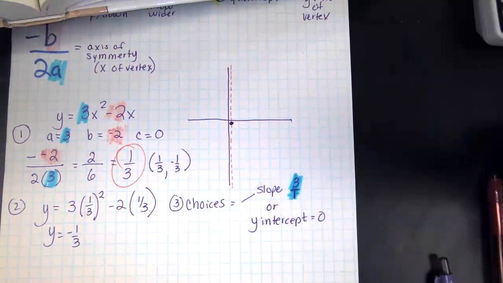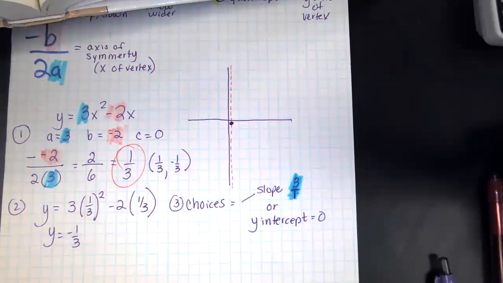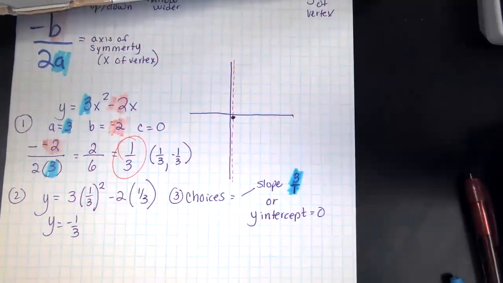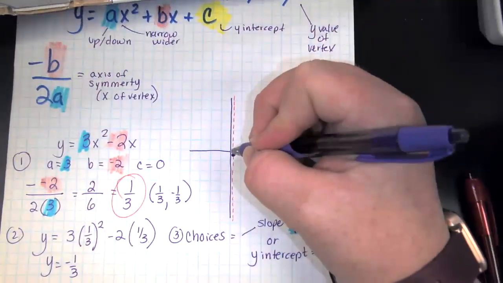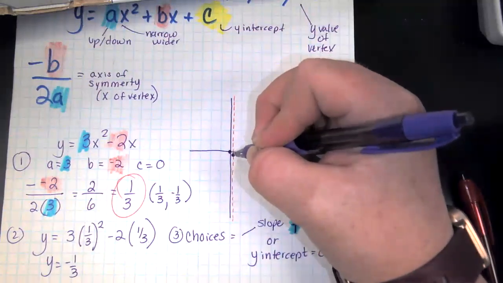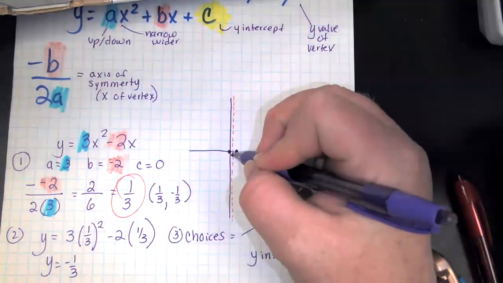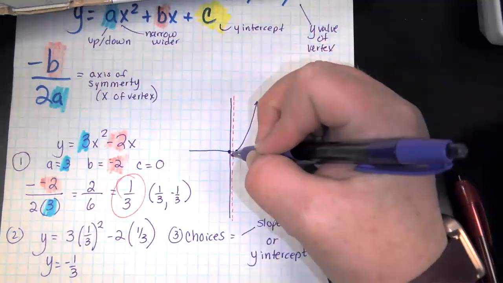Or the y-intercept, which was 0, which is your C value right there. So you could have done that. I'm going to use my C. So I'm going to go here. And I know that what I do to one side, I do to the other. So this is only 1/3 away, right? So you need to mirror that over here on this side as well, and then draw your parabola.